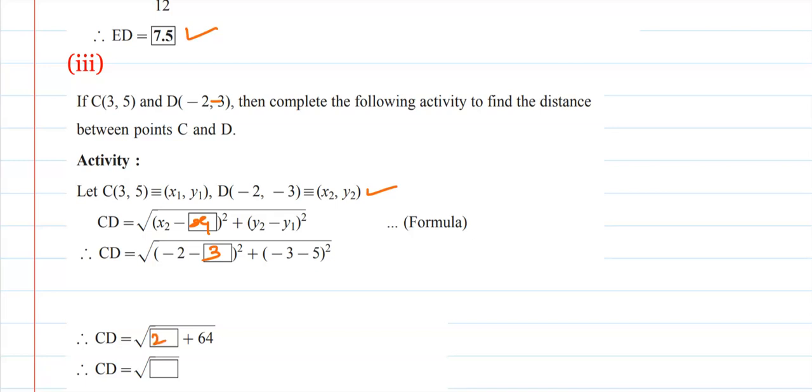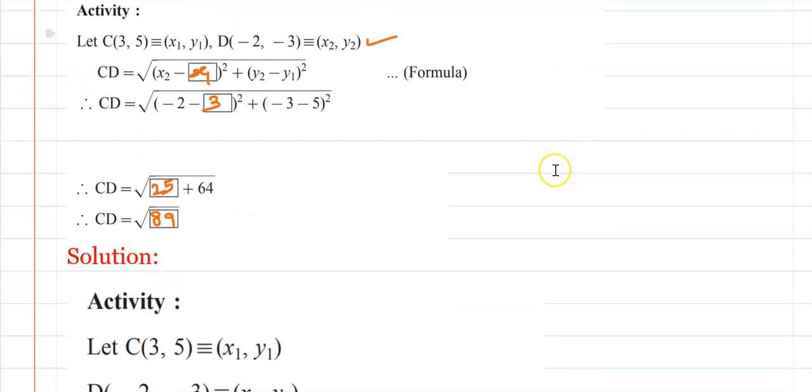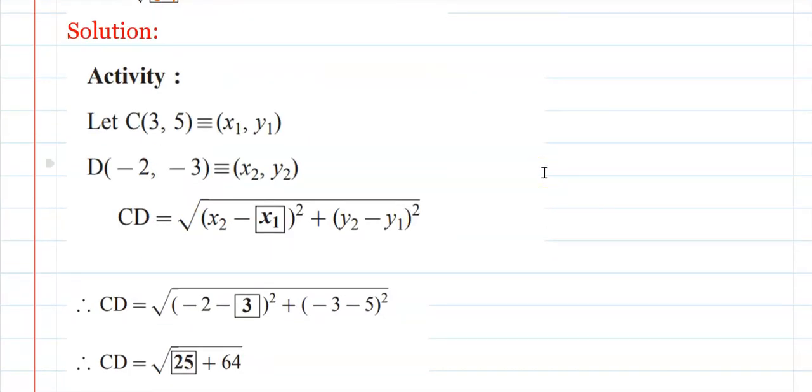25. And then you add both of them. Here you will get CD equals the square root of 25 plus 64, which is 89. This is the CD, equal to the square root of 89. Again, you can see the answer here.